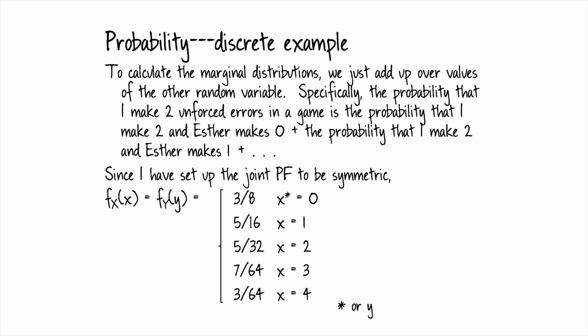So the probability that big X is equal to 0 is equal to 3/8. The probability that it's equal to 1 is equal to 5/16, and so forth. Okay? And it turns out that the marginal distributions of our errors are exactly the same. So instead of writing both of the marginal distributions out, I just wrote that f sub x of little x is equal to f sub y of little y.